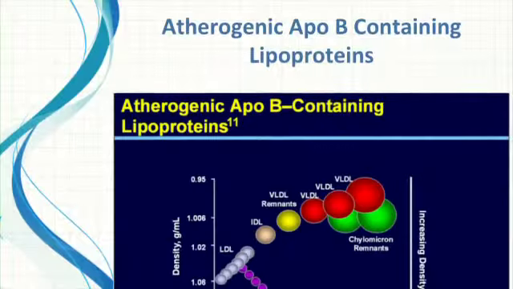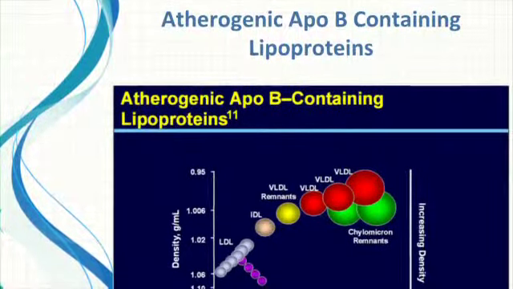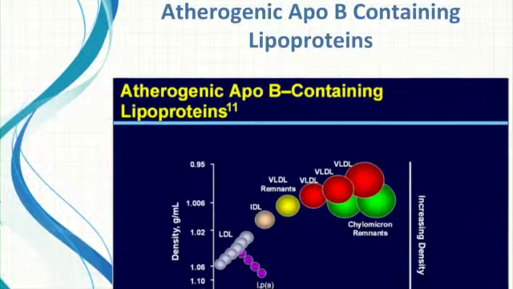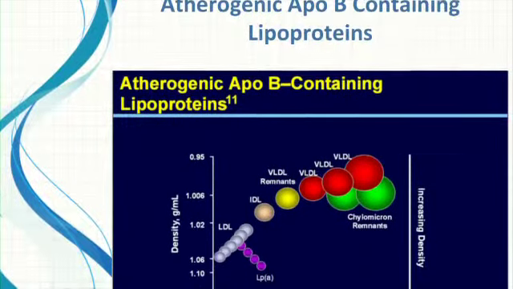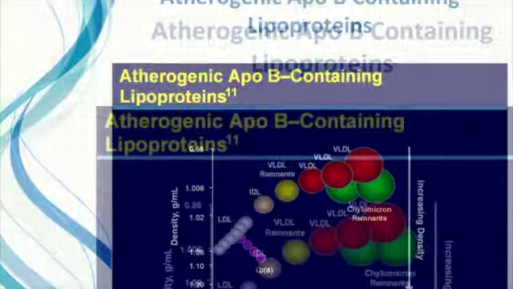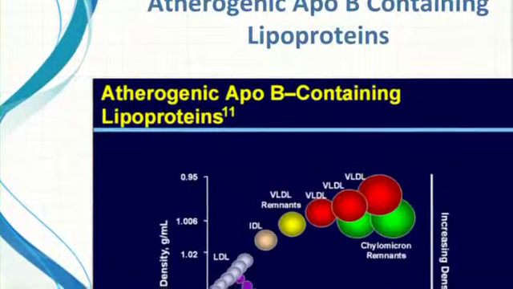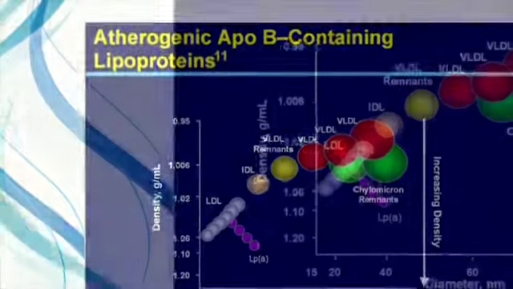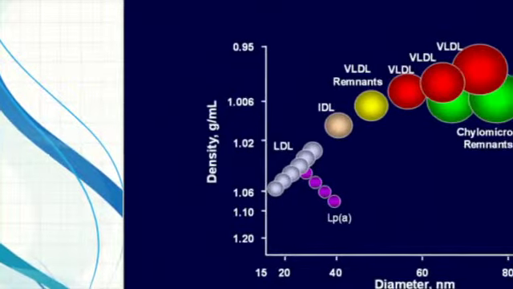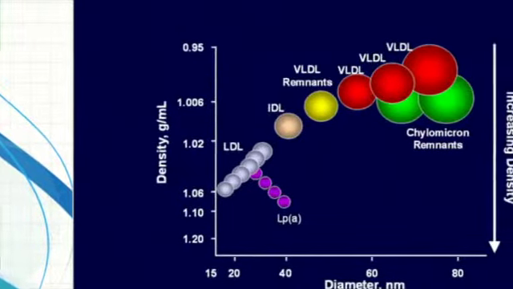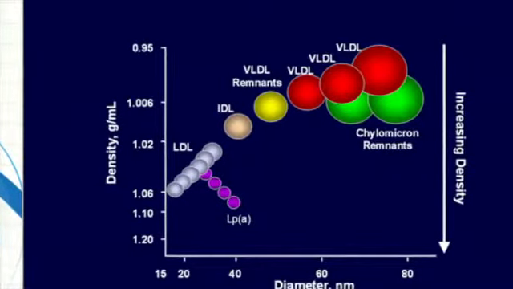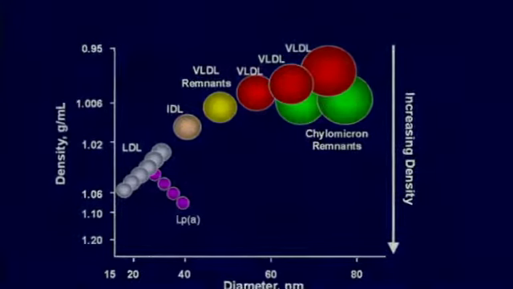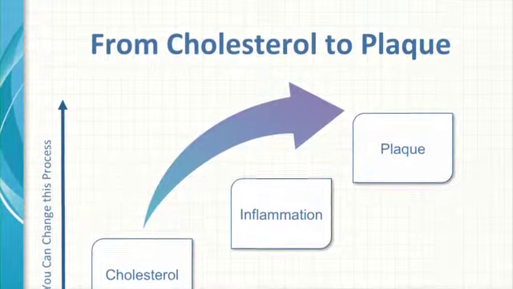That Lp(a) seems to oxidize very, very quickly, and that quick oxidation allows it to get inside the blood vessel wall and be a particular harbinger of disease. So we like to get rid of that Lp(a), or we like to lower the LDL substantially to make it less of a risk. These are all the atherogenic molecules containing ApoB.